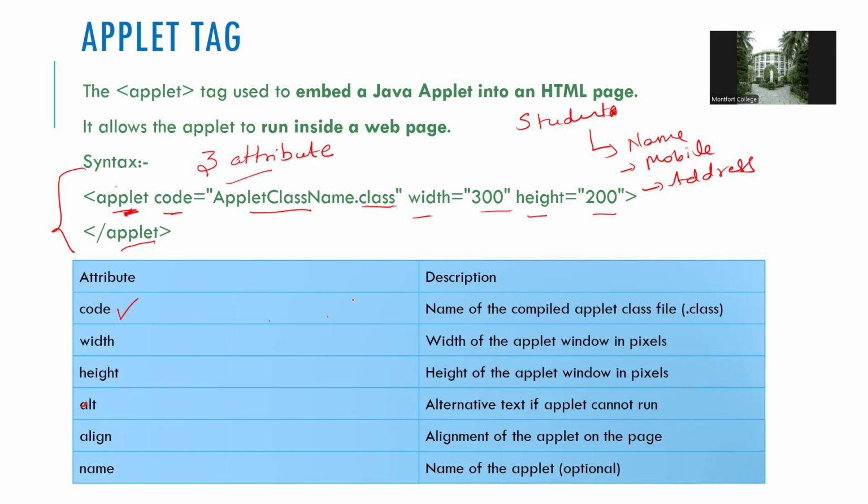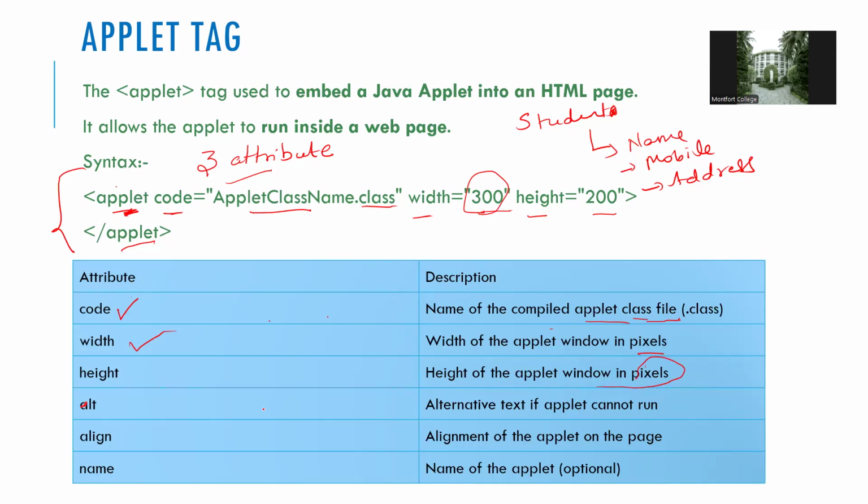First, code. Okay, the name of the compiled applet class file. You know this: when you compile the Java code, then you will get a class file. That is what we are going to give in the code. Next, width is the size of the applet window in pixels. Okay, we are presently having 300 pixels. For height, that is also in pixels. On the Y-axis, the height of the applet window in pixels.